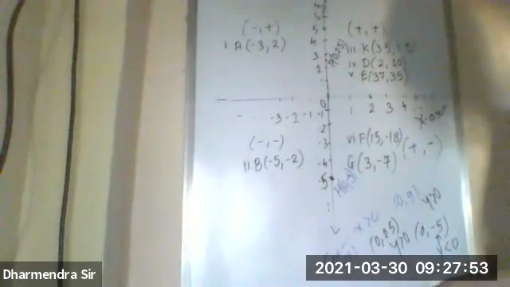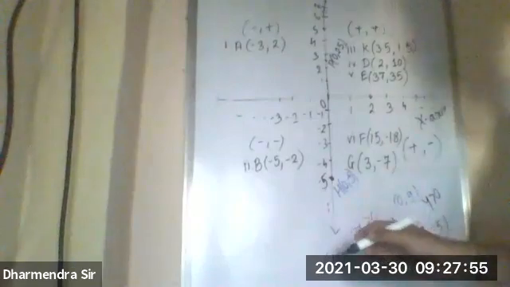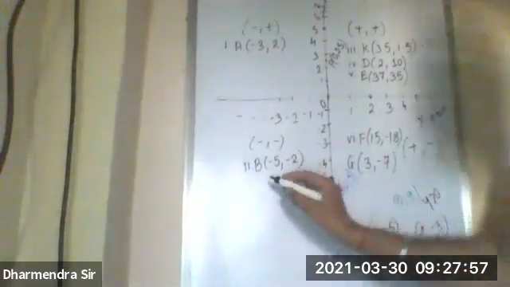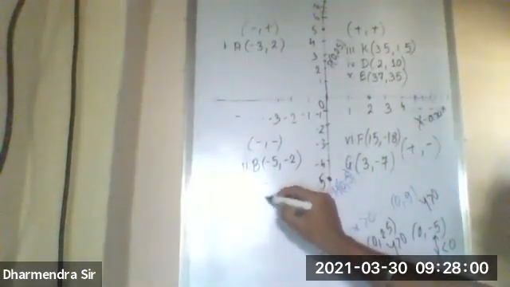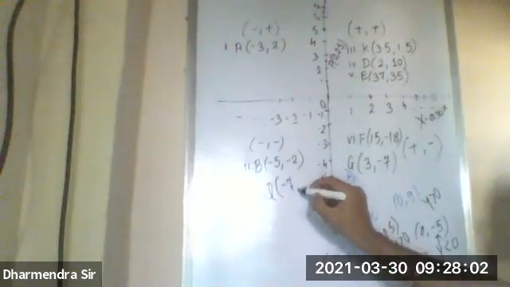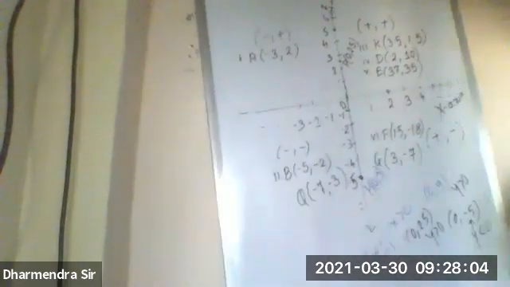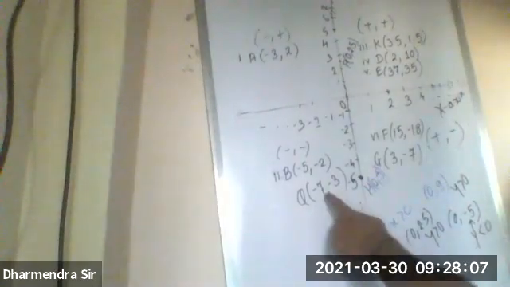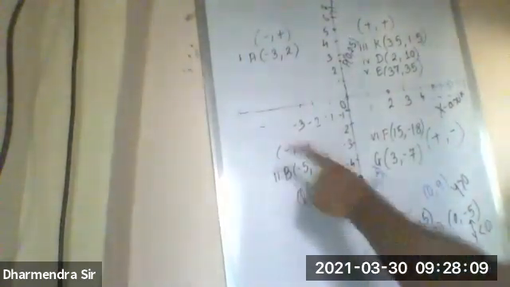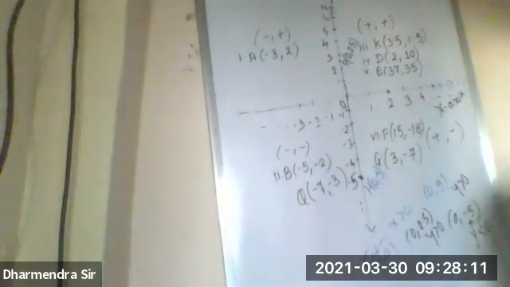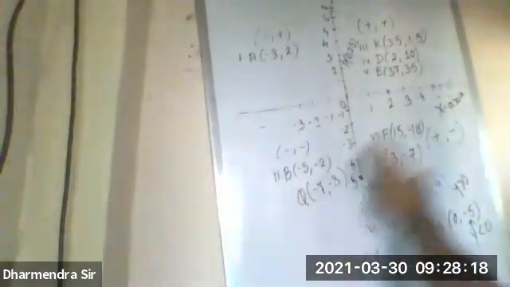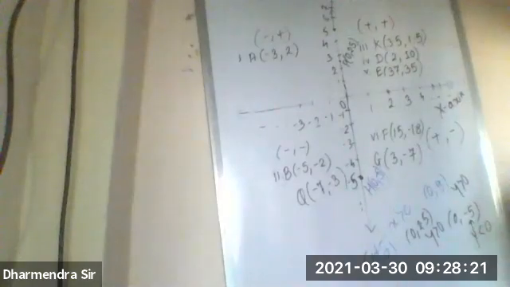Next, Q. Q is (-7, -3). If you can see, both are negative, and if both are negative, it lies in the third quadrant. So point Q lies in the third quadrant. First, second, third, fourth. Okay. So we have completed question number 1 with all the possibilities required.